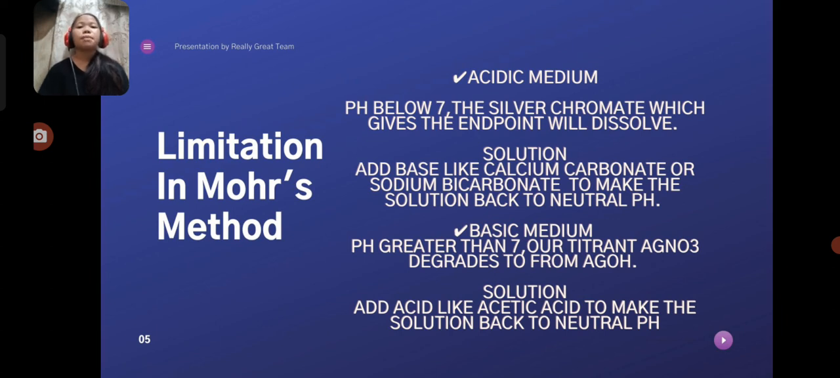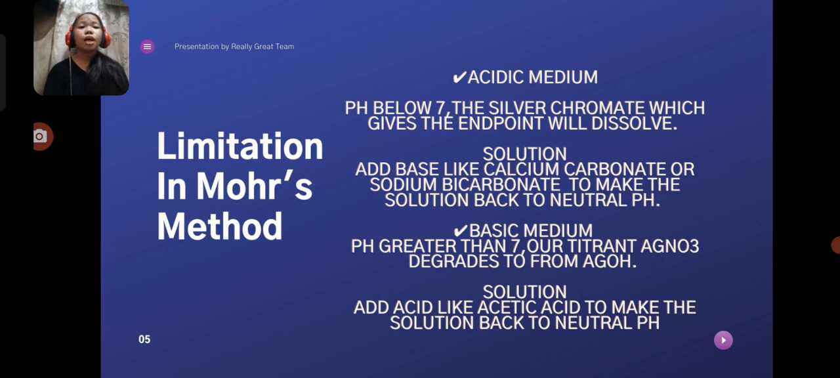So proceed na ta sa limitations in Mohr's method. So there are 3 na akong na-research on the limitations in Mohr's method. So first is acidic medium. So pH below 7. So the silver chromate, which gives the endpoint, will dissolve. And if ma-dissolve ang silver chromate, there is a possibility nga faulty endpoints ang atong ma-attain after the procedure. So solution to that is we need to add base like calcium carbonate or sodium bicarbonate to make the solution back to neutral pH. And then the next one is basic medium.